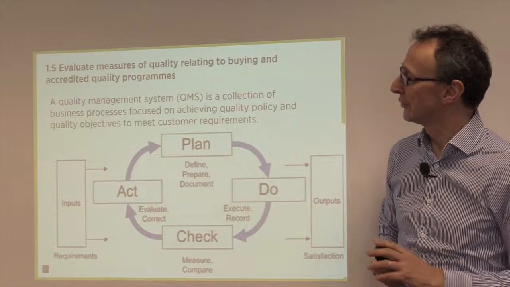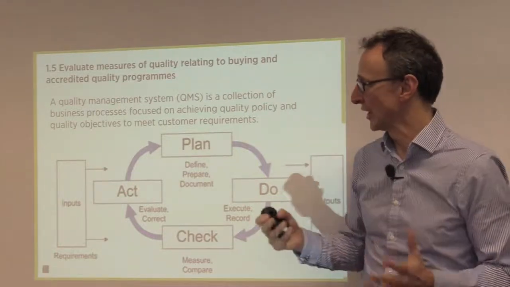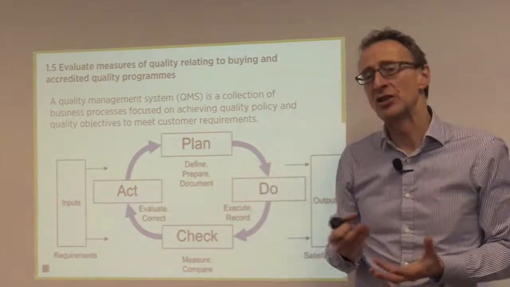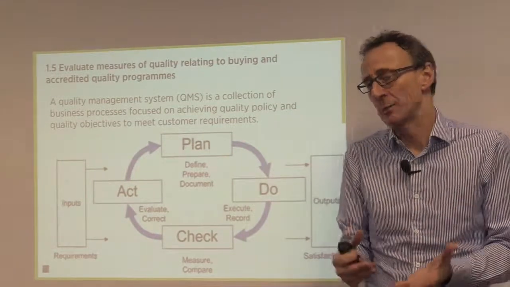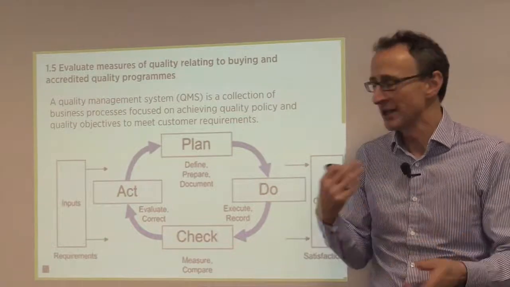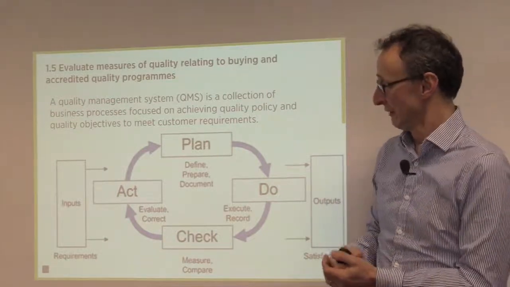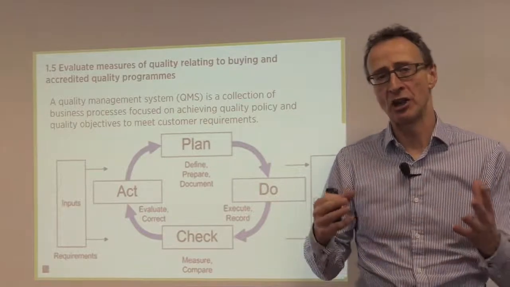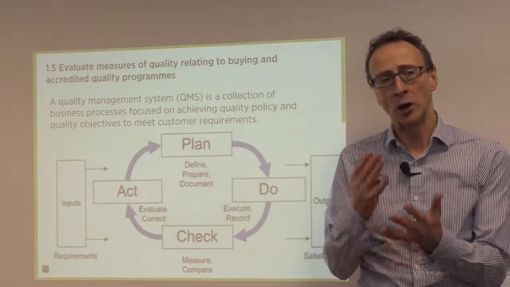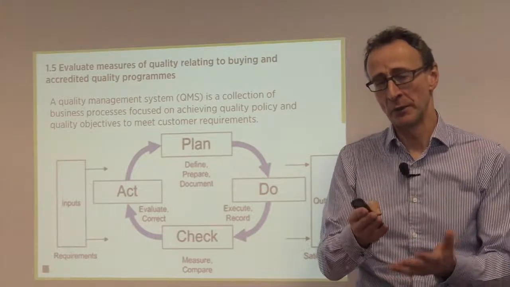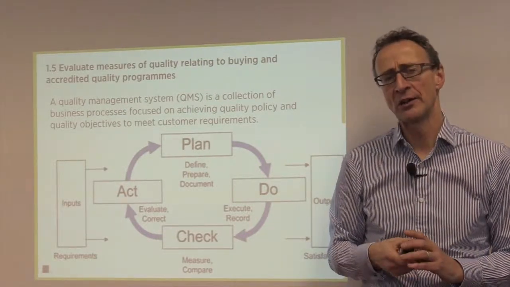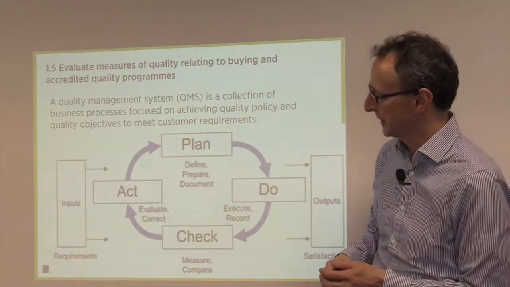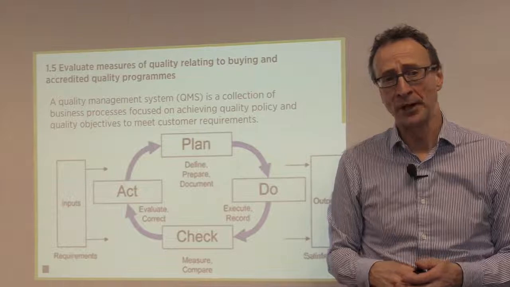1.5, evaluating the measures of quality relating to buying and accredited quality programs. Well, this is really just talking about a quality management system, a QMS. And all it is is a collection of business processes focused on achieving quality. So, areas such as ISO 9000 would be a quality management system. And I guess right now, ISO 9000 would probably be the most widely implemented QMS out there at the moment.